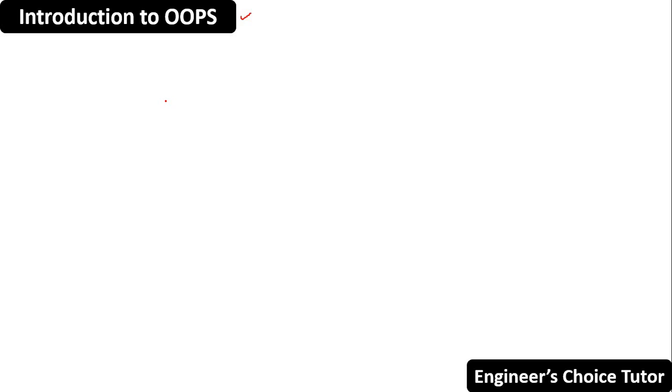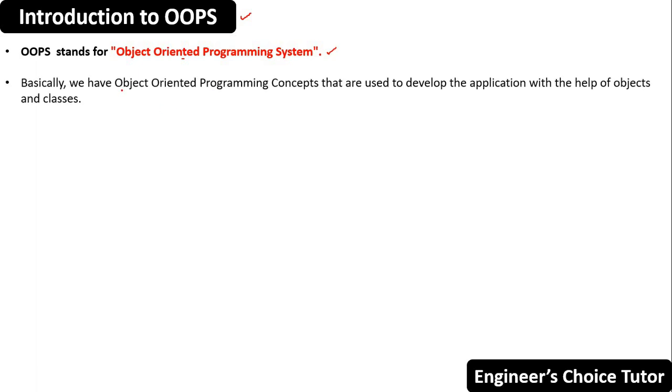So OOPS stands for Object Oriented Programming System. Basically, we have object oriented programming concepts that are used to develop applications with the help of objects and classes. What do you mean by objects and what do you mean by classes? We will cover these things one by one. This lecture only belongs to the overview of OOPS.